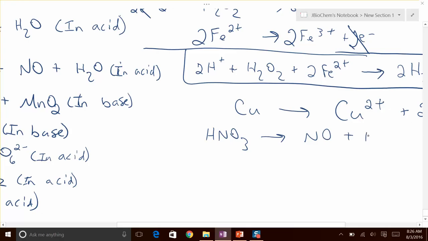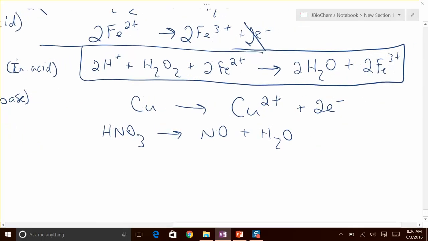What about my next half reaction? What is it? HNO3 goes to NO plus H2O. So that's my other half reaction. Now I need to balance them. This one's balanced. I need to balance this one. I have one nitrogen, one hydrogen, and three oxygens.